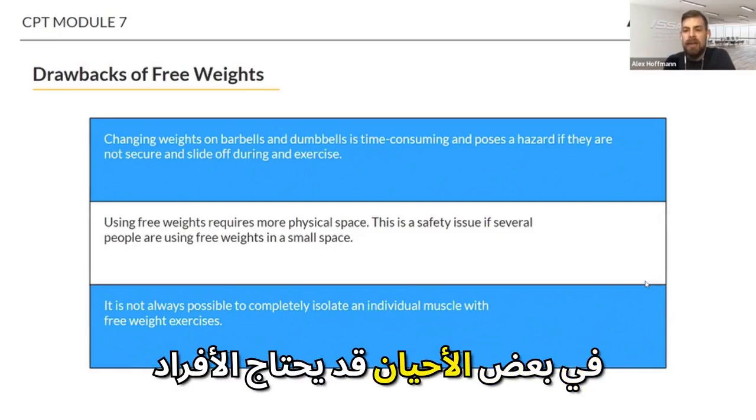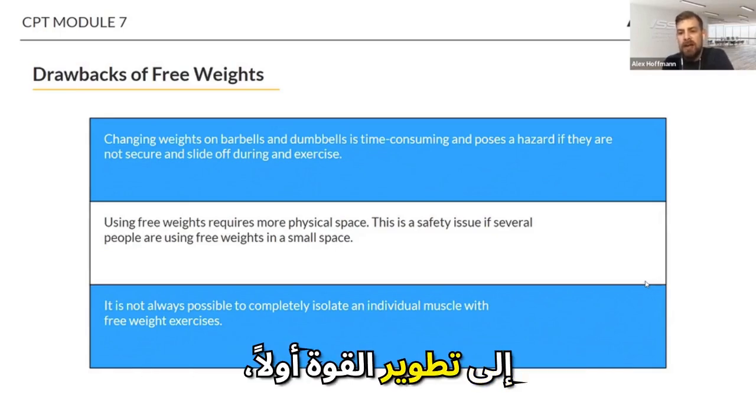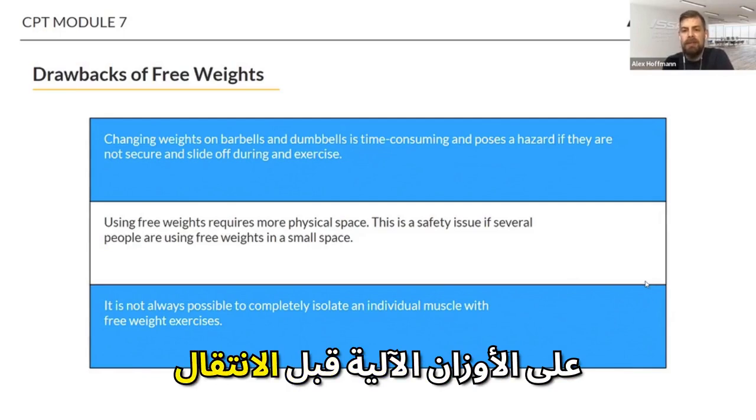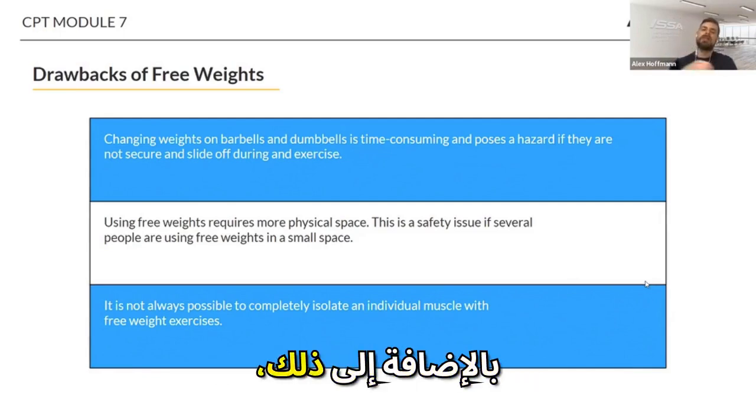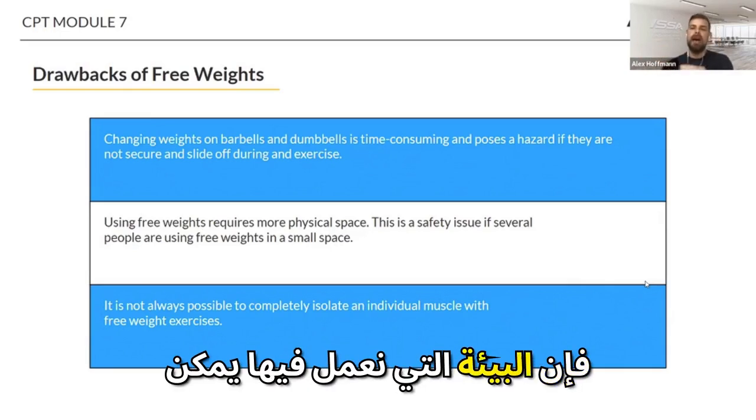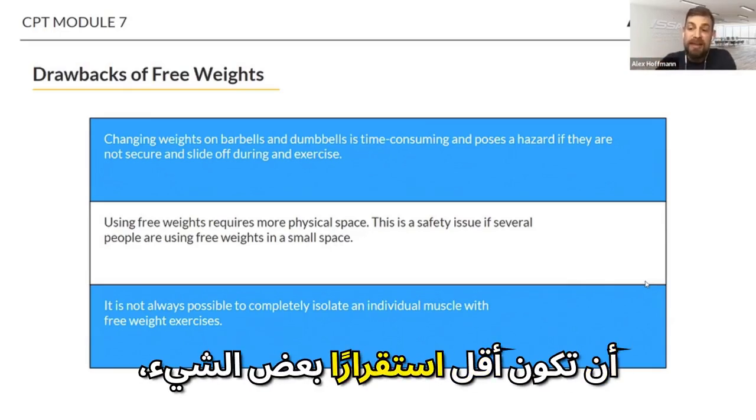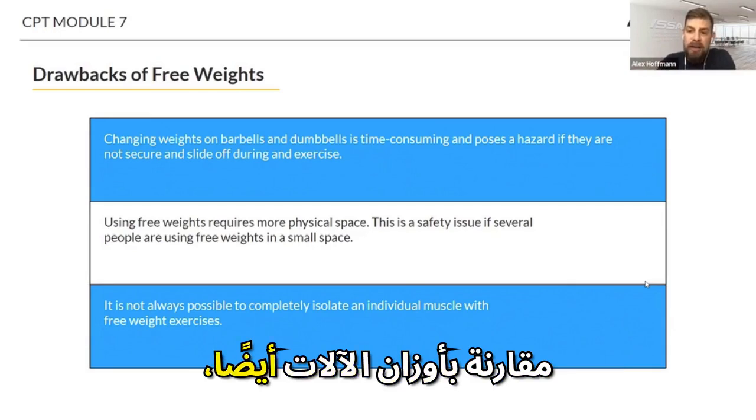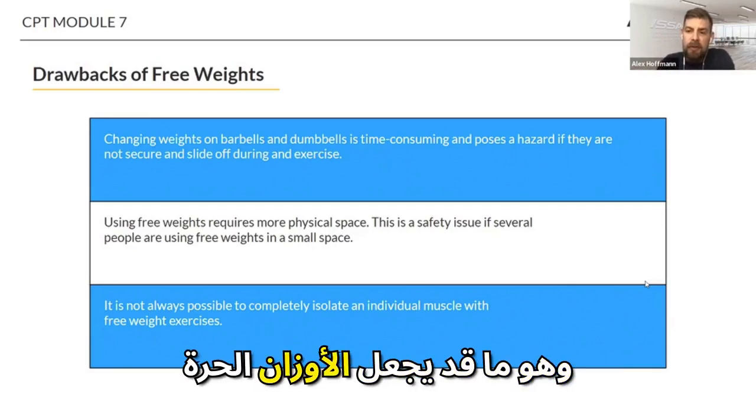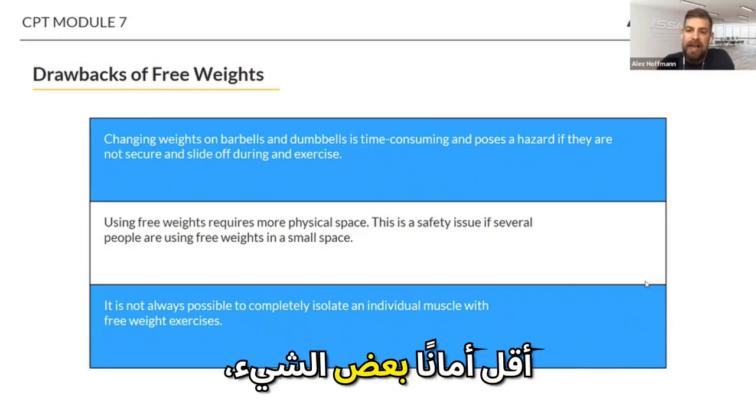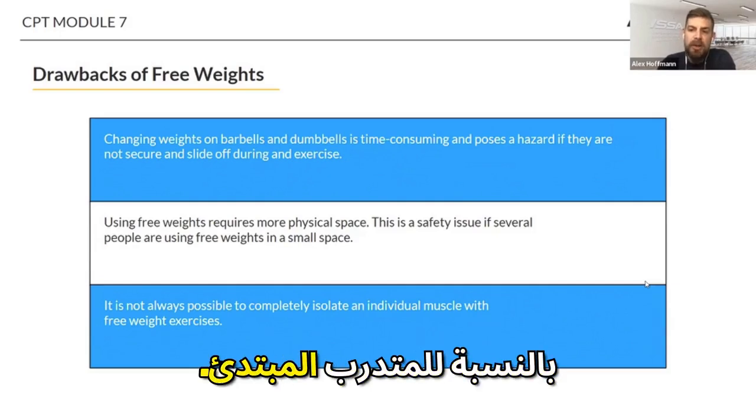So occasionally individuals will first need to develop strength on machine weights before they move to free weights. Additionally, when we're working with free weights, the environment that we're in can be a little bit less stable than machine weights as well, which can make free weights slightly less safe for a novice trainee.